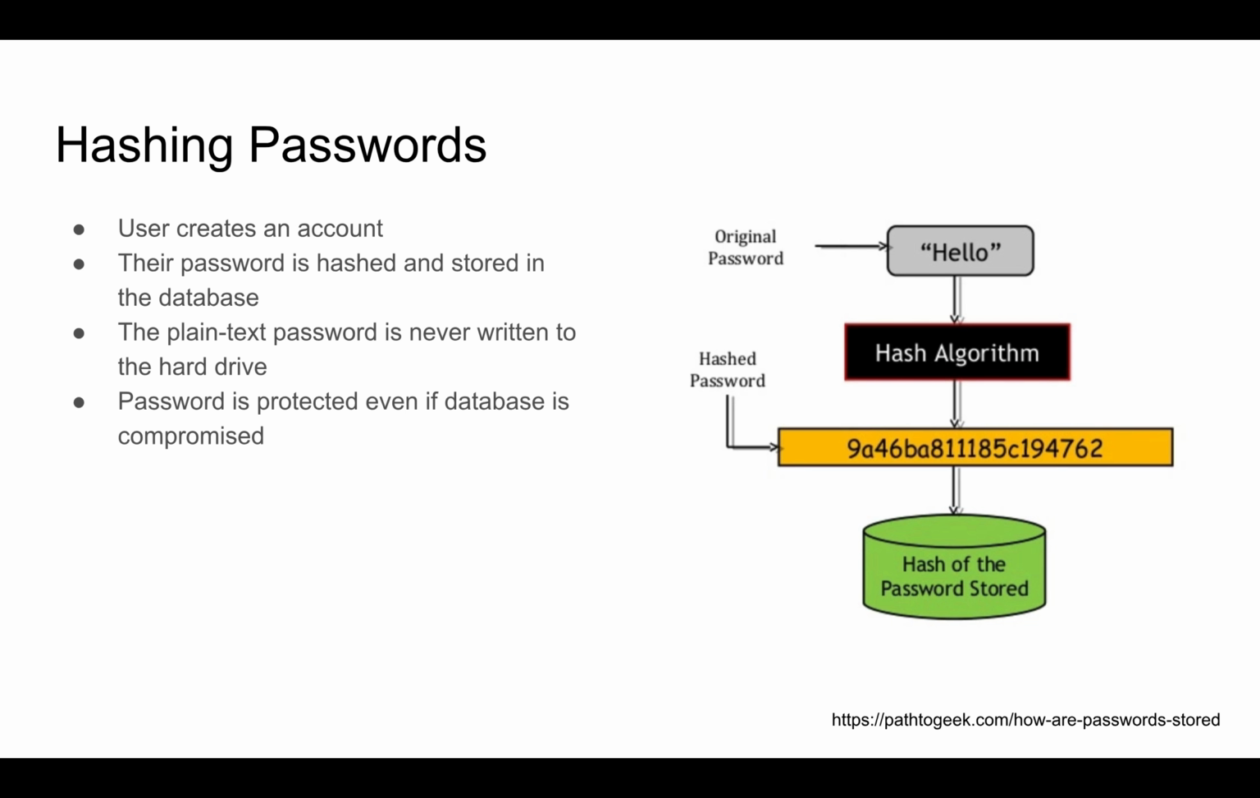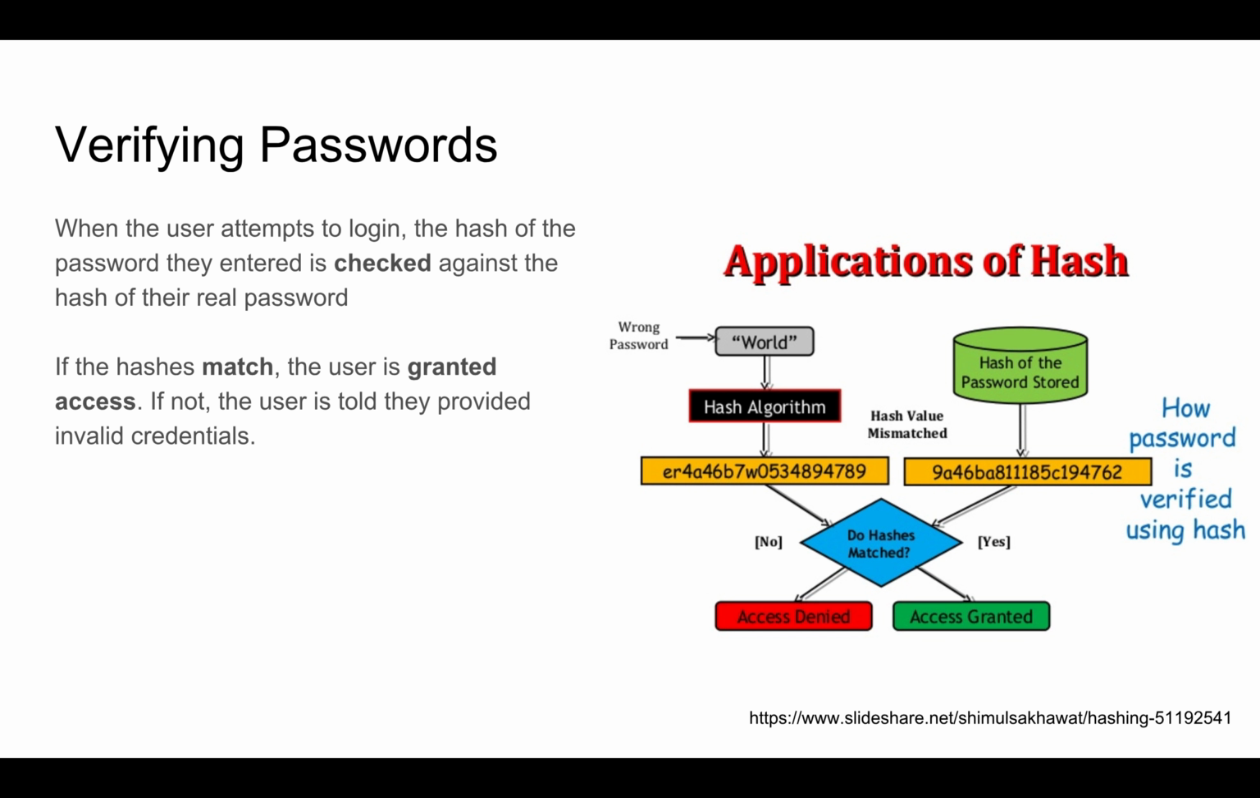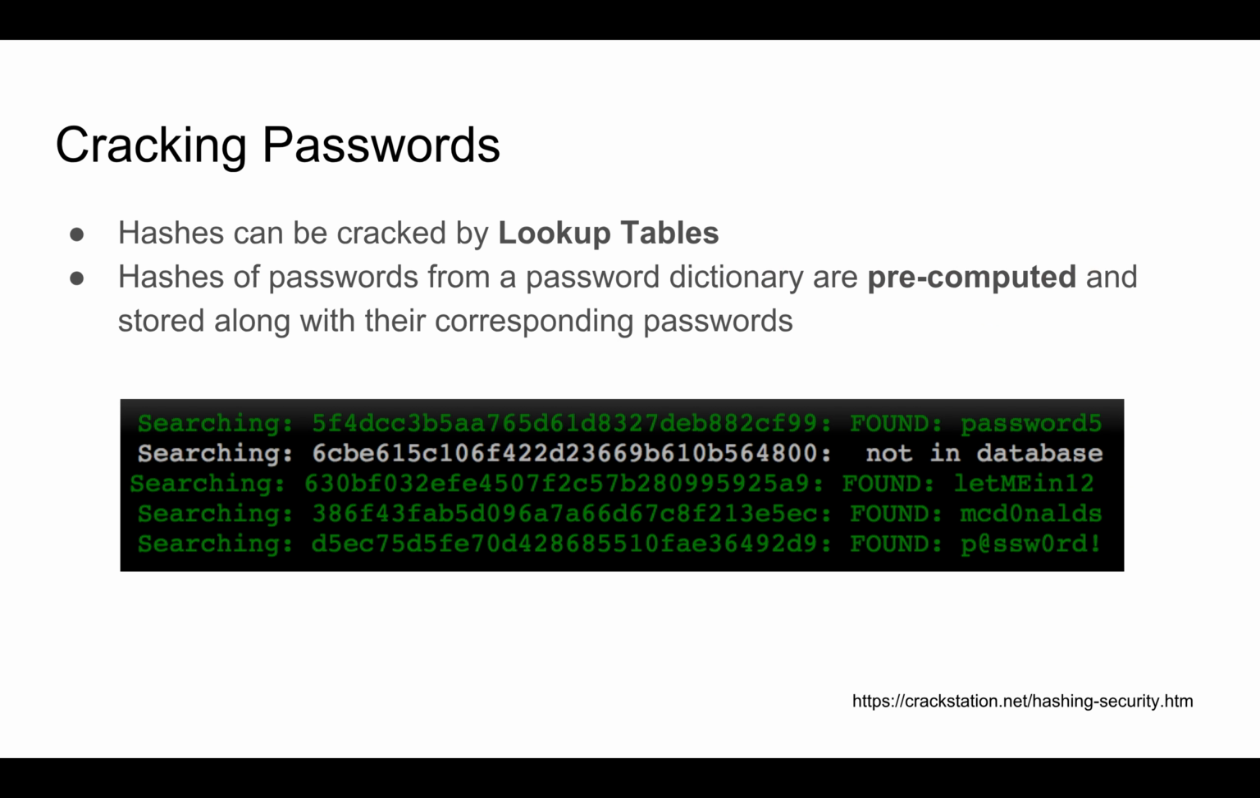Now we move on to some applications of encryption. First is password hashing. When a user creates an account, the password is hashed and stored in the database. So the plain text password is never written to the hard drive, so it is protected even if the database is compromised. When the user attempts to log in, the hash of the password they enter is checked against the hash of the real password retrieved from the database. If the hash is met, the user is granted access.